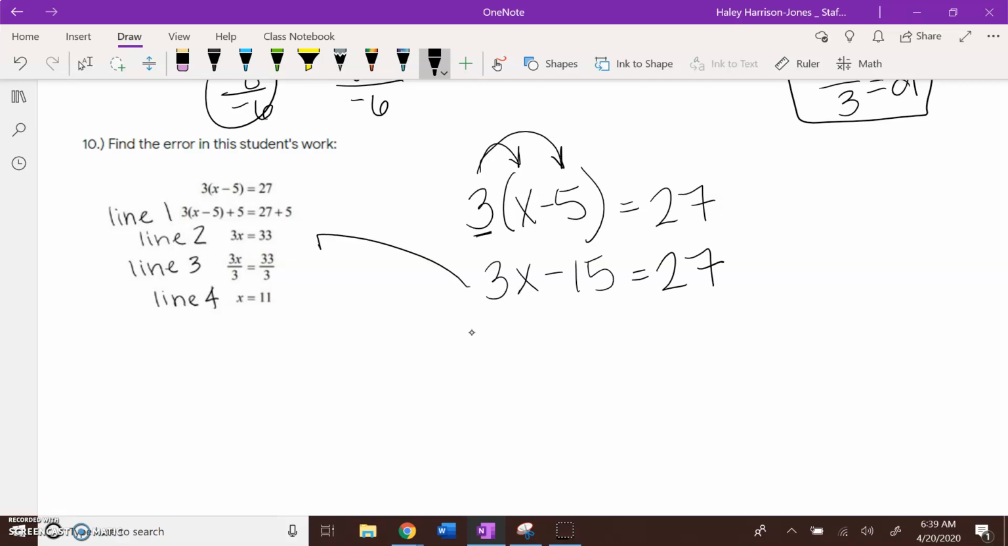Notice I do not have this over here, which means my first line is the line with the error because they didn't take care of the parentheses first. What they did do was they added 5 to both sides to start, but we can't do that until we distribute.